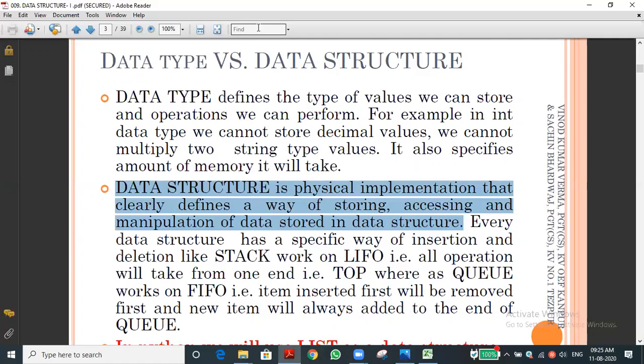Previously, what we discussed? Data structure is a well-defined operation, behavior, and properties. Data structure tells about the well-defined operation, behavior, and properties of the data type or data. Okay. And next thing, this is the first point of definition for data structure.